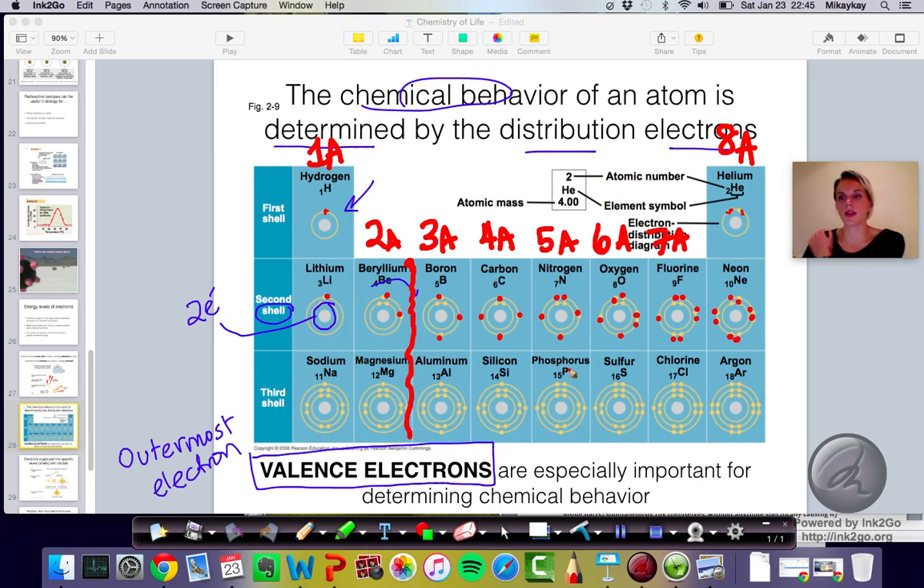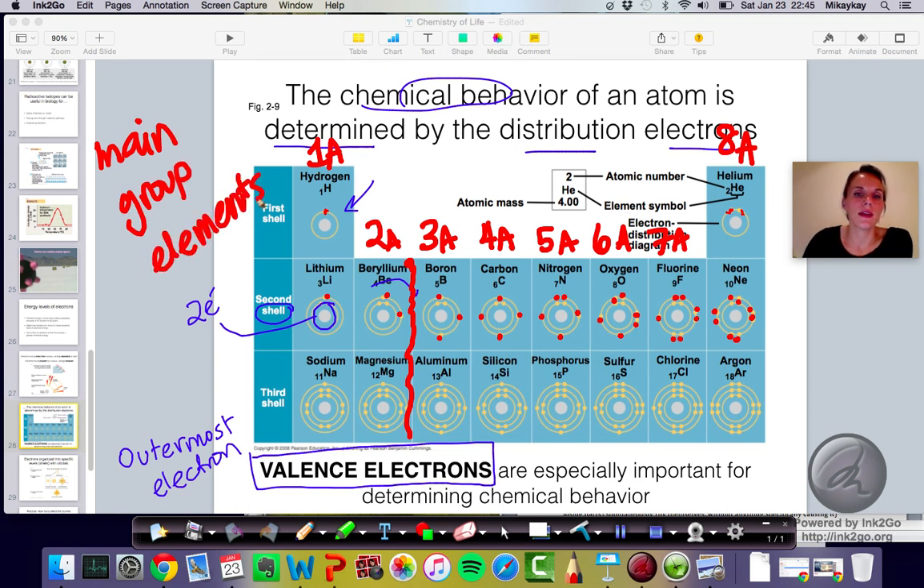So this is just this first set of elements that we like to talk about, and we call these the main group elements sometimes. And we're going to focus on them a little bit, but we'll also talk about the transition metals later.